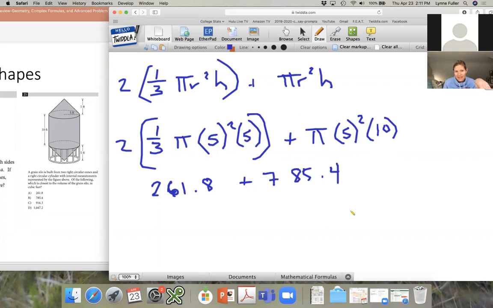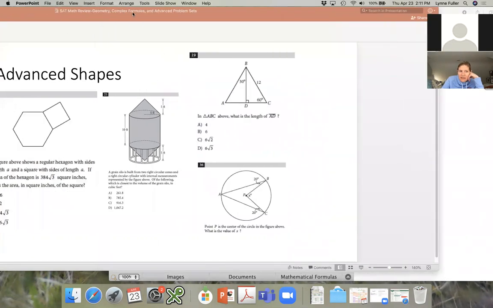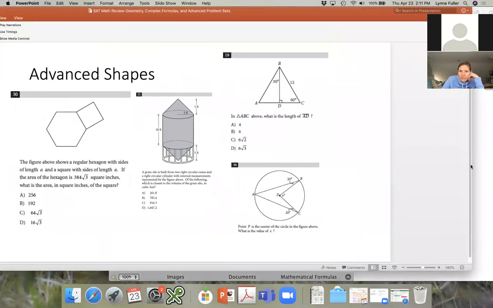Now, indulge me for a second. If I added only half of this, I get C. And a lot of people pick the answer of C, and that's where they run into trouble.